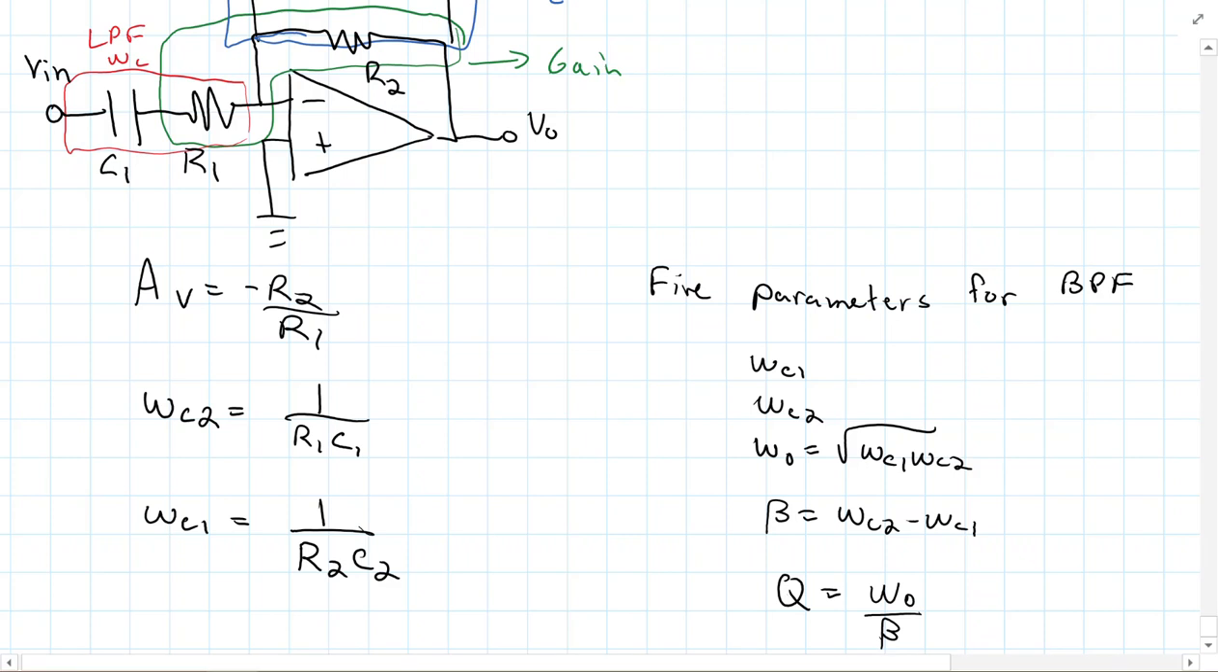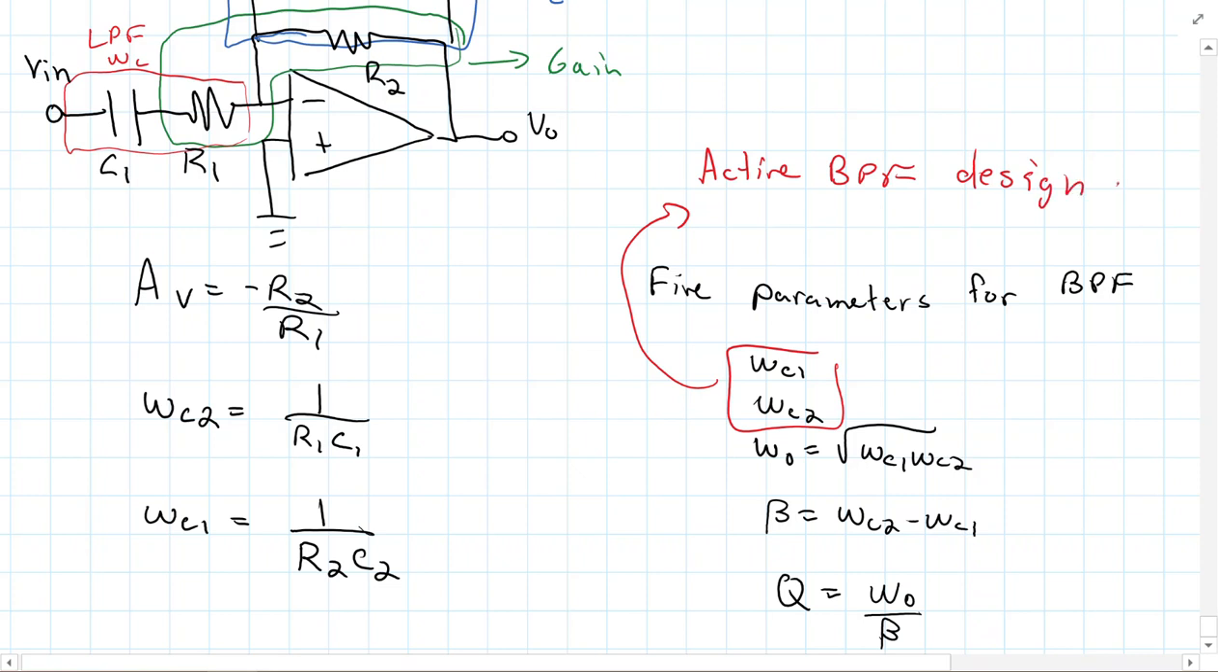And so if you're given a design for a bandpass filter, remember for what we've talked about with these active filters, you want to design using omega C1 and omega C2. So always find these. Because remember, if you're given 2 parameters, you can find the other 3.